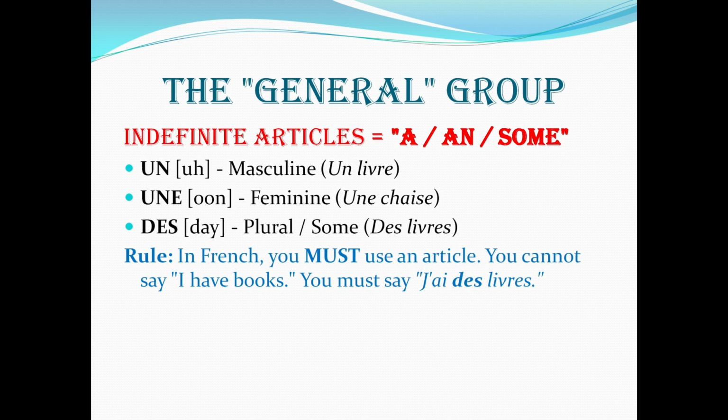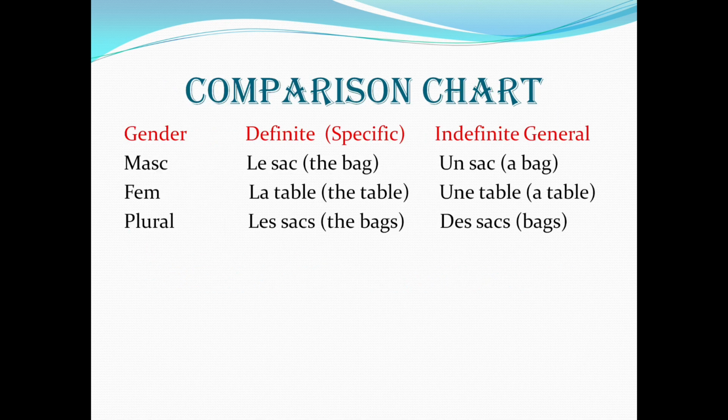Let's look at this comparison chart. See how le sac becomes un sac. One is the specific bag and the other one is any bag. Understanding this difference is what makes you sound fluent instead of like a robot. The next part is the plural secrets: the silent S and the X.